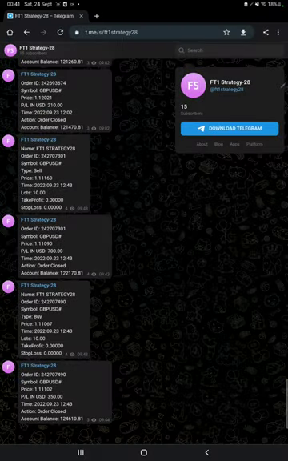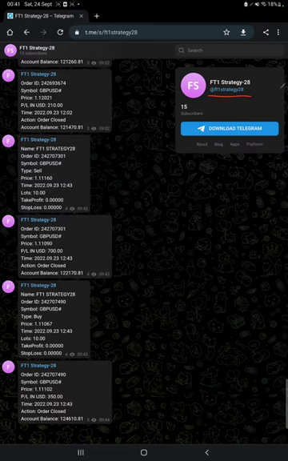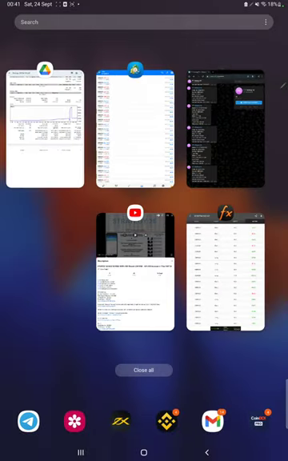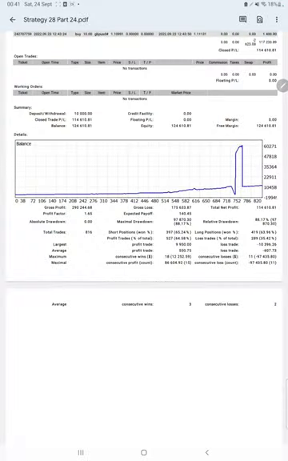After that we have MT4 to Telegram, so by following the FT1 strategy 28 channel you can stay updated on each trade that we have taken and verify it with its order ID and see how much profit and loss we have made. The next thing is the trading account statistics from the statement.